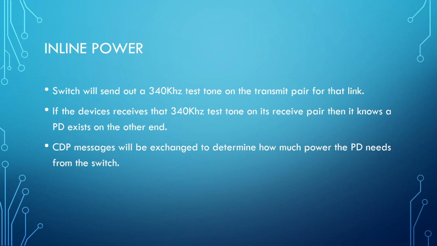Inline power is a method used only by Cisco switches to detect whether a power device exists on the other end. All that happens is the switch will send out a 340 kilohertz test tone, which is sent on the transmit pair for that link. If the switch receives that 340 kilohertz test tone on its receive pair, it knows, wait a minute buddy, a power device exists on the other end of this link. So guess what? We're going to exchange CDP messages. He will tell me how much power he needs, and I will supply him with that much power. And I think in the CDP message there's a field called the power class or something, and it essentially tells the Cisco switch, this is how much power I need based on the power class default values.